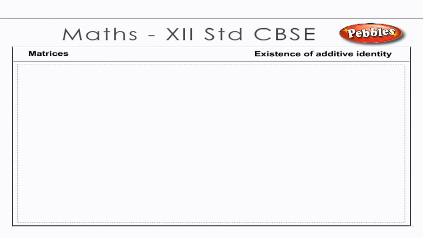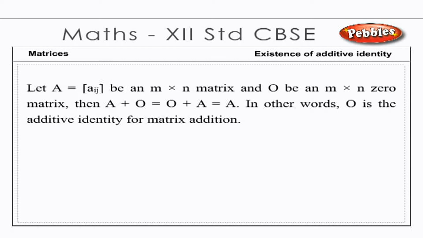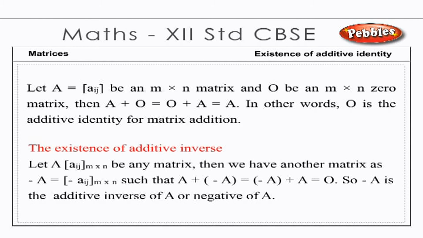Existence of additive identity. Let A = [aij] be an m×n matrix and O be an m×n zero matrix. Then A + O = O + A = A. In other words, O is the additive identity for matrix addition.